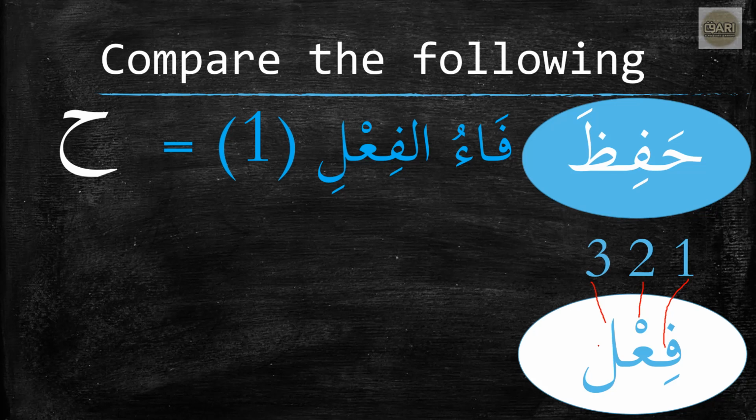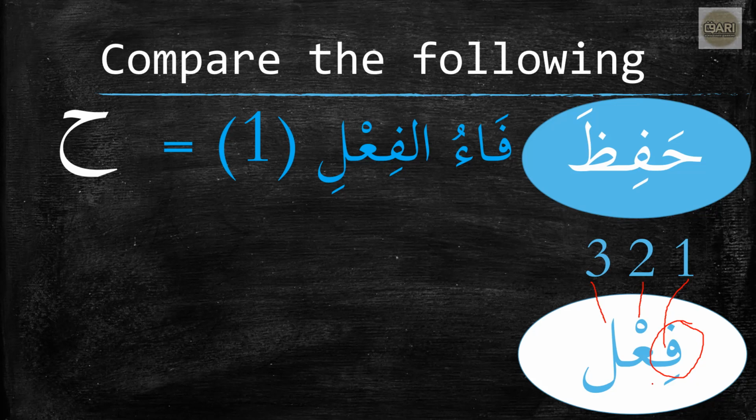What is the fa of the verb? We'll come back down here to our example, and you'll see that fa is the first letter. So when we talk about the first letter, that first radical of the 3-letter or the trilateral root verb, we refer to it as the fa'ul fi'l. And so if I were to ask you the verb hafidha, what is the fa'ul fi'l of hafidha? What is the first letter of hafidha? You would say it is ha. So we can say ha is the fa'ul fi'l.